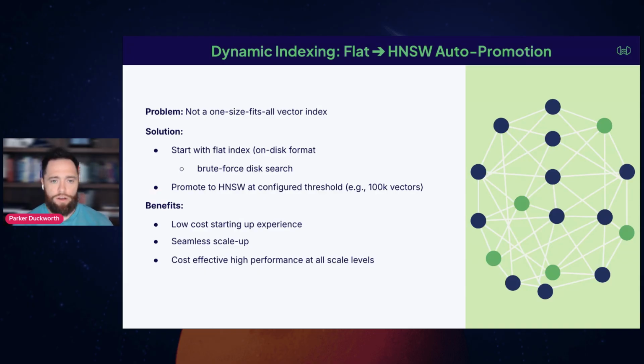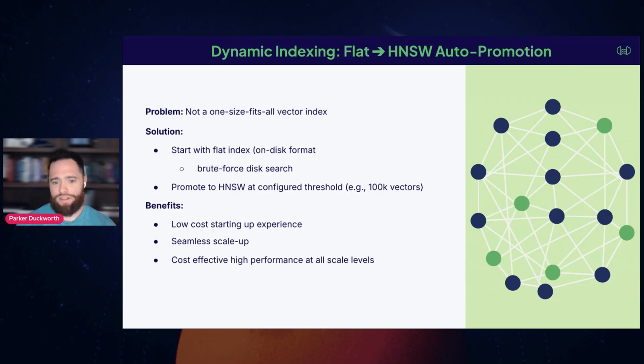But then once you cross a configured threshold, let's say 100,000 vectors, the index type is automatically promoted to a very, very performant and equally expensive in-memory HNSW vector index in order to serve very high performant queries at large scale. And so the point of this is we don't want to charge a lot for an overkill type of vector index to a new user who's only trying to use the database at small scale. And we also want to allow a seamless scale-up experience as the collection grows. The performance doesn't degrade over time. So this allowed us to provide a really cost-effective, high-performance querying experience at all scale levels.